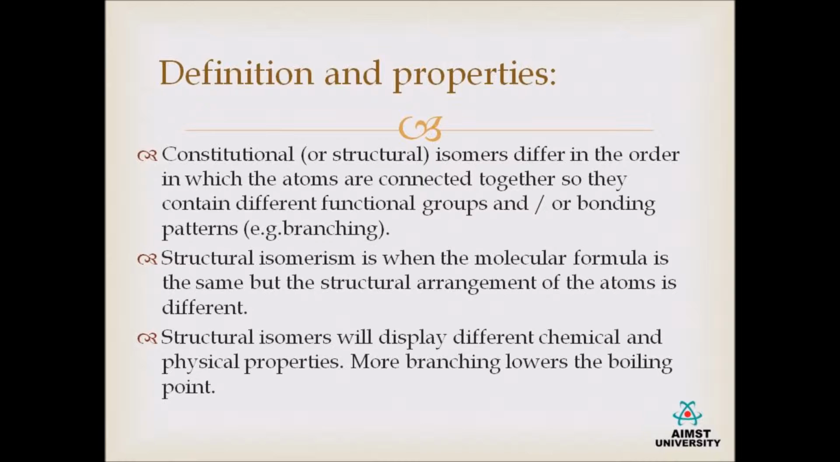Coming to the definition and properties. Constitutional or structural isomers differ in the order in which the atoms are connected together, so they contain different functional groups or binding patterns. Structural isomerism is when the molecular formula is the same but the structural arrangement of atoms is different. The shape of the carbon chain, the functional groups, and the position of atoms and groups in the molecule may be different. Always the structural isomers will display different chemical and physical properties, but more branching lowers the boiling point.